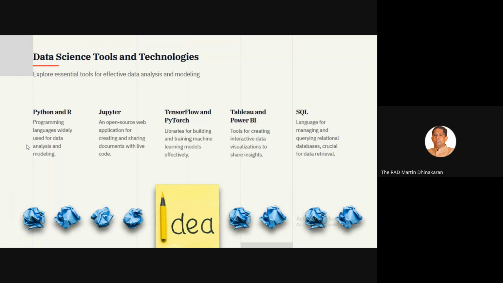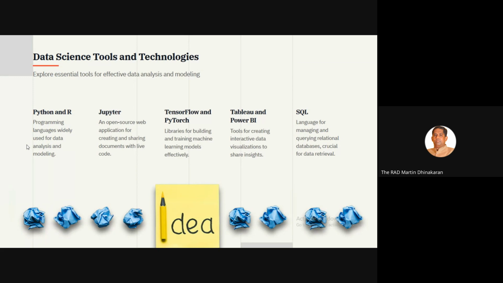So next, the data science tools and techniques. There are many tools, but I have listed just three to five. As you are all aware, there are Python and R language. R language is used by industry people, whereas students who are only into the academic part are learning the Python language. These languages are used for data analysis and modeling.